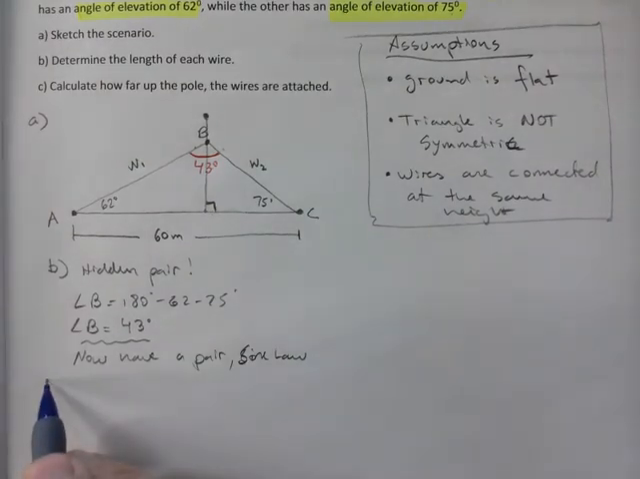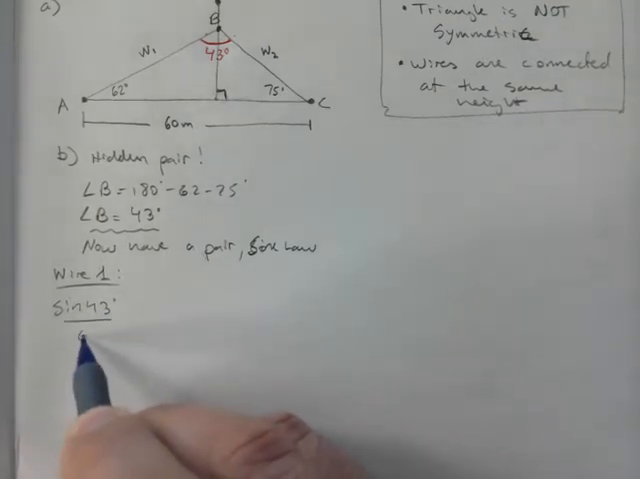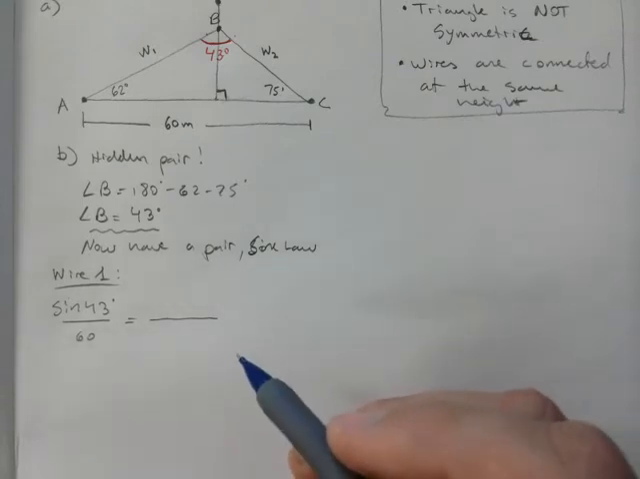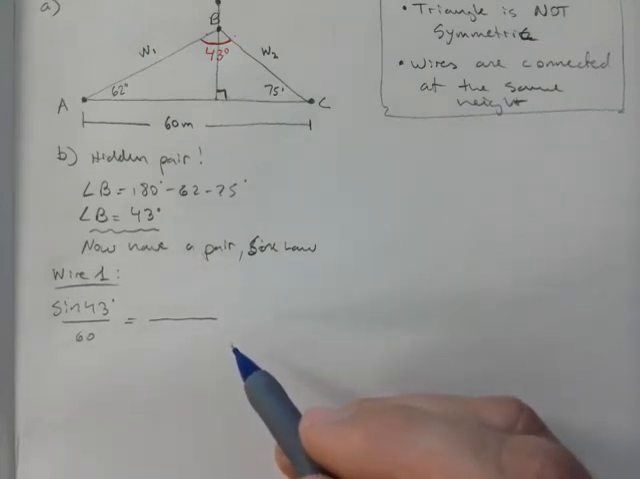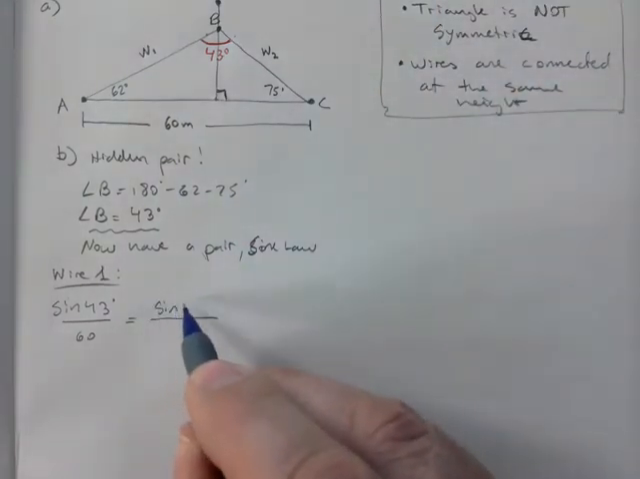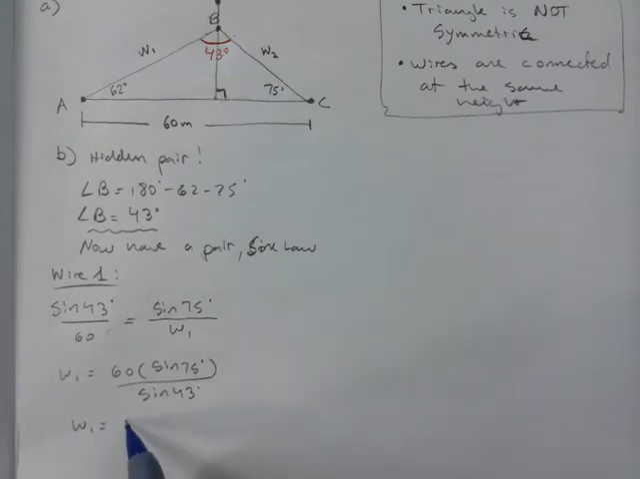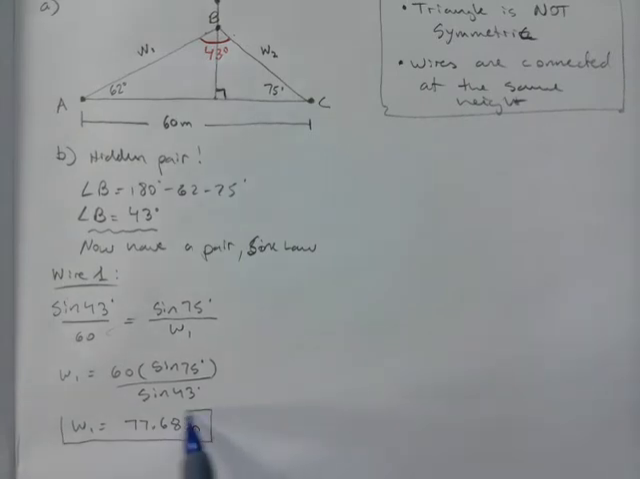So let's go ahead and solve for, you choose, I'm going to go wire 1. That's my first step here. So I'm going to use that pair I just created. 60, right, is equal to. If I want to find wire 1, I need to use which angle? 62 or 75? I need to use 75 to find that side across from it. That's right. And so that's going to be wire 1. Wire 1 is 60 times sine of 75 divided by sine of 43. Wire 1, just going to have to trust me on this one. It's 77.68. And we are dealing with meters, so that's what our answer is going to be.